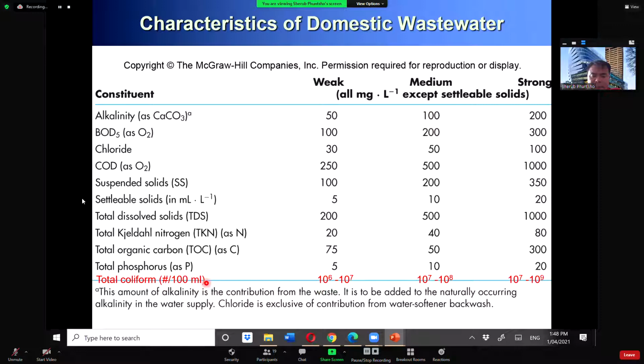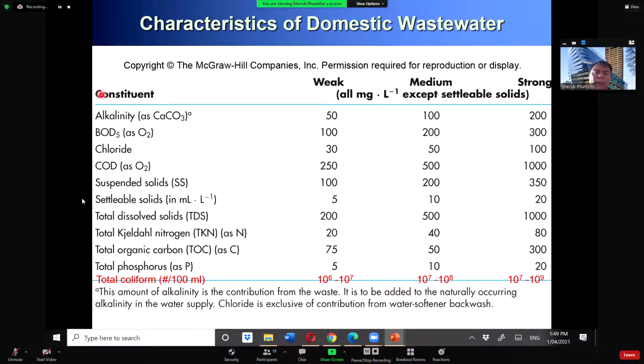And you'll see the fecal coliform here. Fecal coliform describes the microorganisms present in water, right? So it's bacterial contamination. You will see that the strong one has quite a high count, even 10 to the power 9. So that's a billion counts of total coliform in just 100 ml of water. So these are some of the characteristics.